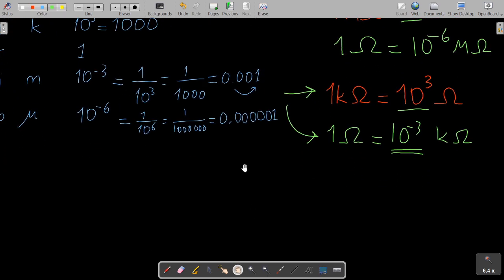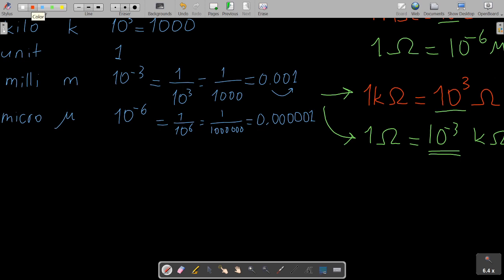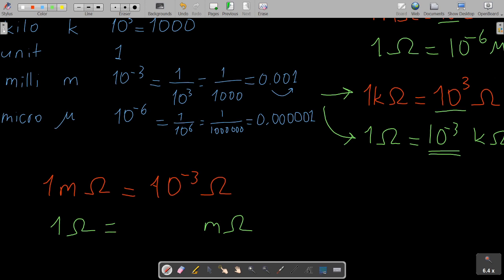Okay, same thing applies to the other guys. So we know that milli stands for 10 to the power minus 3. Therefore, 1 milliohm is 10 to the power minus 3 ohms. This is what it means. So if I know that, can I write 1 ohm in terms of milliohm? Yes, I can. Just change the sign, 10 to the power 3.